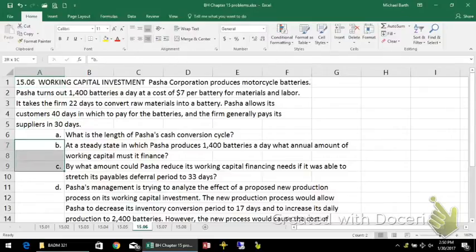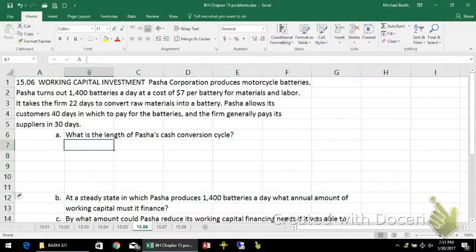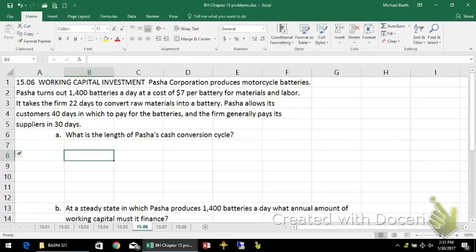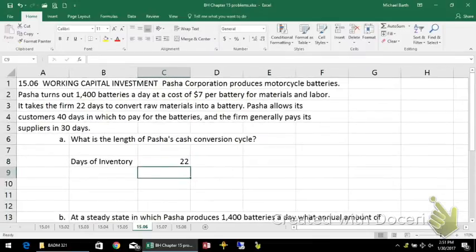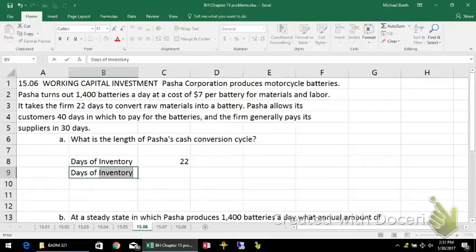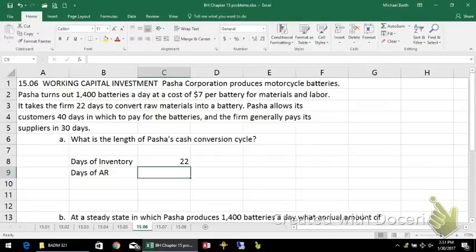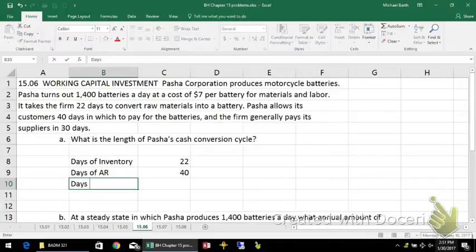What is the length of their cash conversion cycle? Cash conversion cycle starts with days of inventory. And what we're told in here, that it takes 22 days to take all the raw materials and turn them into a battery. After they turn them into a battery, the days of accounts receivable, they give it to their customer, and customers have 40 days to pay. And then our third is the suppliers to Pasha Corporation, give them 30 days to pay. So days of accounts payable would be 30.